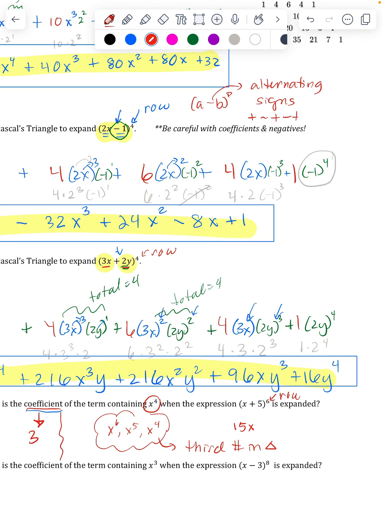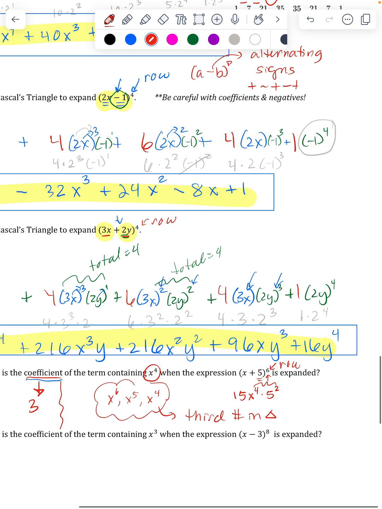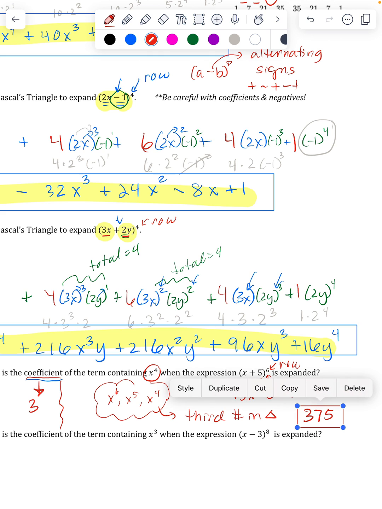This would be x to the 4, and that would mean the 5, the second part, would have to be to the second power so that they total 6. But it's only asking me for the coefficient, so I'm going to take 15 times 5 squared because that's all it's asking me for, and I'm going to end up with 375 as my coefficient. I'm not putting the x to the 4 because it's only asking for the coefficient.